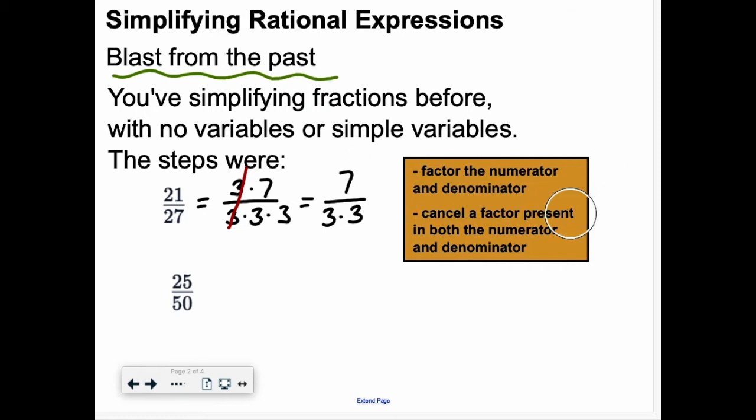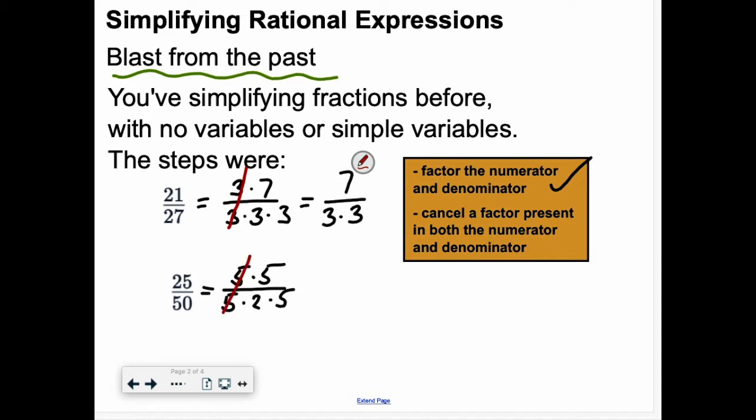Now, same deal with the second one. We need to factor the numerator and denominator as much as we can. So that's just going to be 5 times 5. And 50 is just going to be 5 times 2 times 5. That's factored. Now, because we're multiplying everything in the numerator and denominator, the order doesn't matter. If in the denominator you had instead written 2 times 5 times 5, perfectly fine. So first step is done. Now we need to cancel factors present in both the numerator and the denominator.